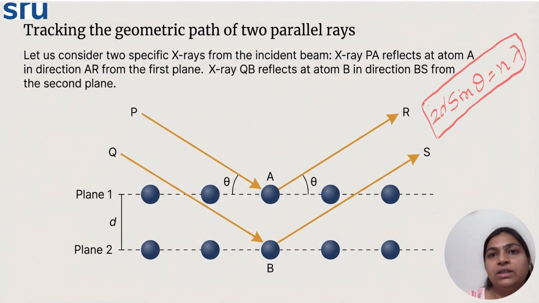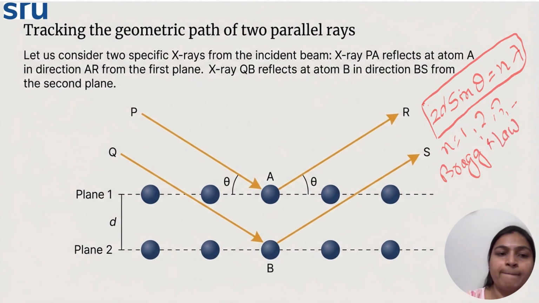And n starts from 1, 2, 3. So 1 is for first order, then second order, third order reflection respectively, and lambda is the wavelength of light. So 2d sine theta equals n lambda. This is called Bragg's law. Now we will prove this, the mathematical explanation of Bragg's law.